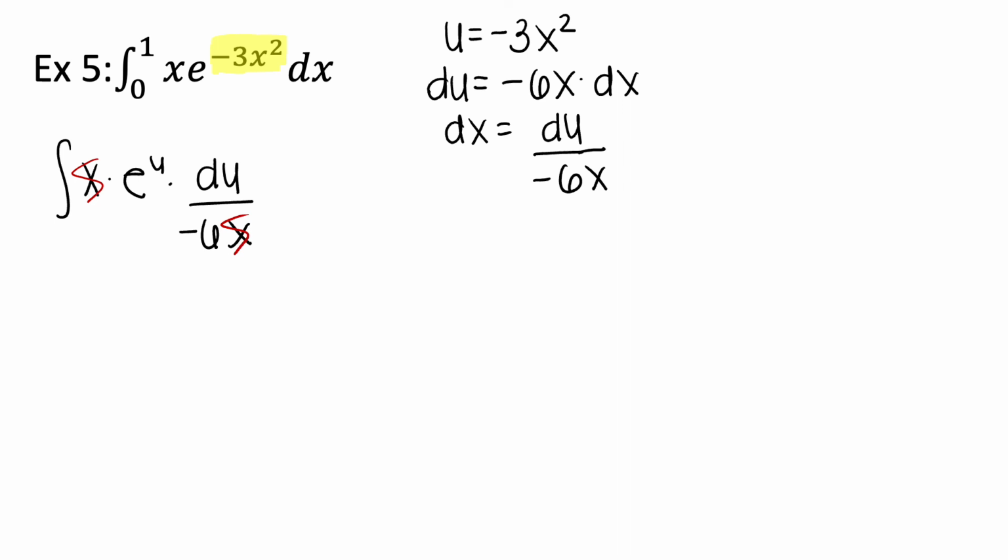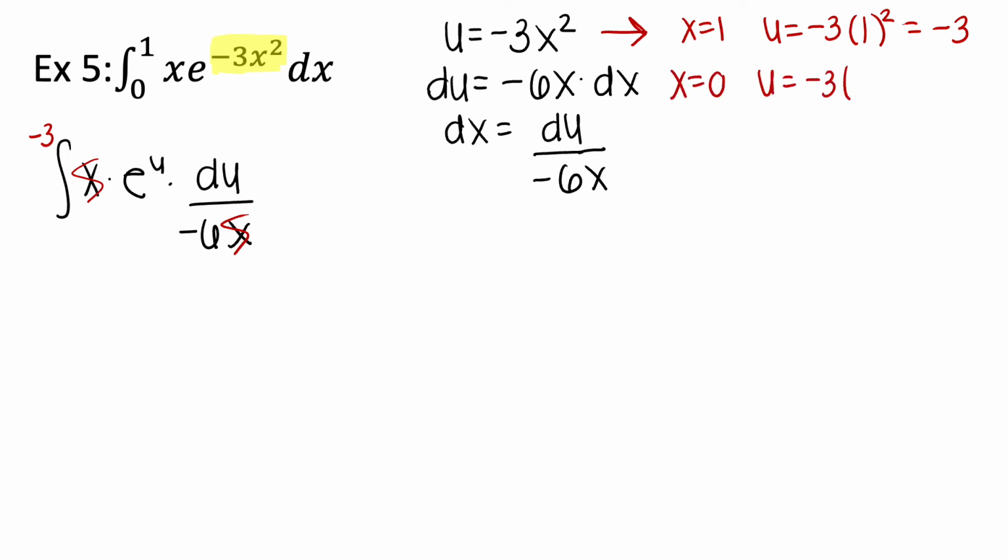Now we need to also account for our bounds. So when x is 1, u is negative 3 times 1 squared, which is just negative 3. So we can replace our 1 with a negative 3. When x is 0, u is equal to negative 3 times 0 squared, which is just equal to 0. So we can replace our 0 with a 0 or just leave our 0. So now we've changed our problem completely into terms of u, and we don't have to switch it back into x in the end.